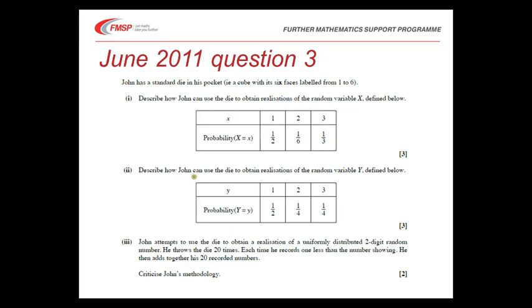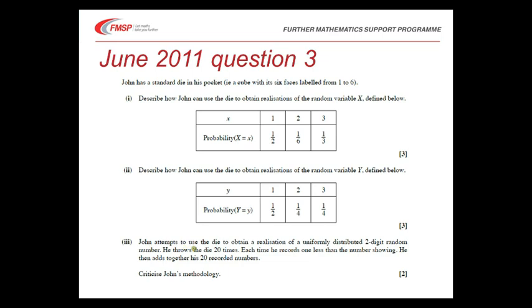In part 2, you're asked how John can use the die to obtain realizations of the random variable y defined as follows: 1 with probability a quarter, 2 with probability a quarter, 3 with probability a quarter. And then the last part, for 2 marks, really is testing your understanding of what it means to use a randomly generated number for a situation.